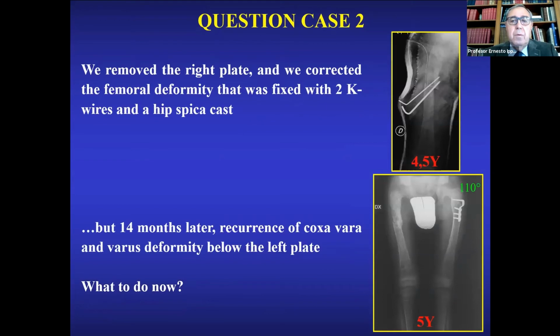We removed the right plate and we corrected the femoral deformity that was fixed with 2 K wires and a hip spica cast. But 14 months later, recurrence of Coxa-Vara and varus deformity below the left plate are evident. What to do now?